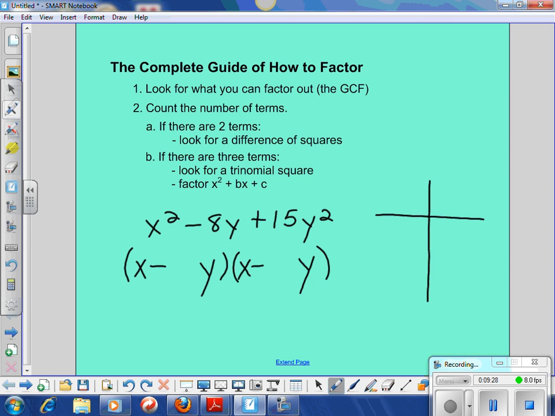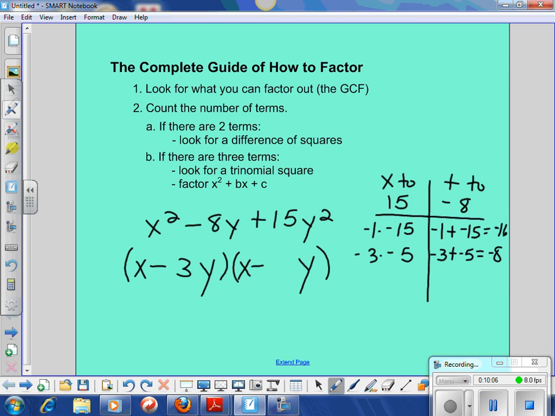So now you're going to make a chart just like we did before. We need to multiply to 15 and add to negative 8. So since we're adding to a negative number, we know they're both negative, so just look at your terms that you're factoring. So 1 and 15 and 3 and 5. So negative 1 plus negative 15 equals negative 16. That's not our number. And negative 3 plus negative 5 is negative 8. That's our number. So we're going to take our negative 3 and our negative 5, and that is completely factored out.